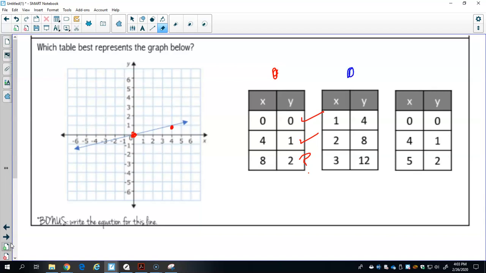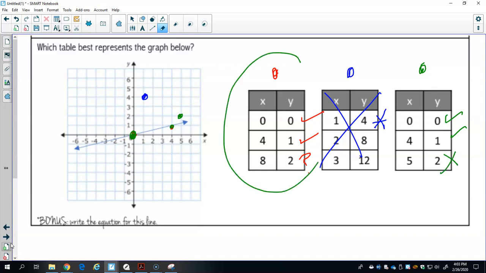So this one I'm going to use blue. I'm going to go this first one here, 1, 4. So 1 on my x, 4 on my y. It doesn't work. So I can go ahead and eliminate that graph. The last one I'm going to use green. So again, 0, 0. We know it has it because it worked for the first table. And then 4, 1. It also works there. And then I have a 5, 2. Look what happened there. That coordinate is not on the graph. So this must be the right answer.